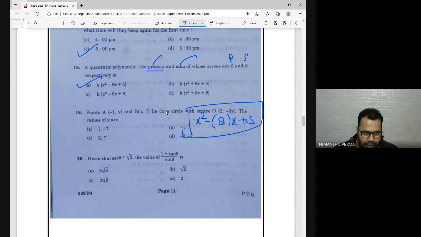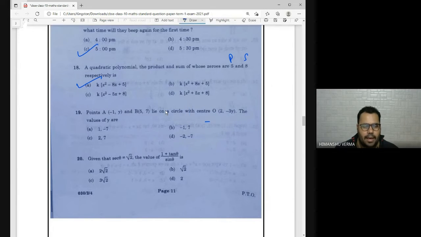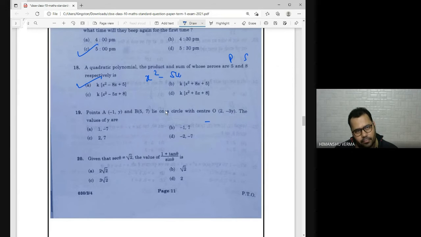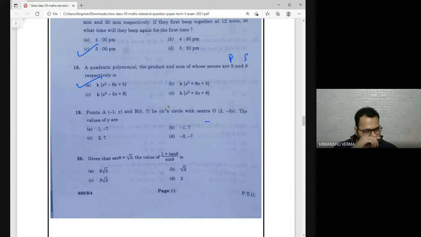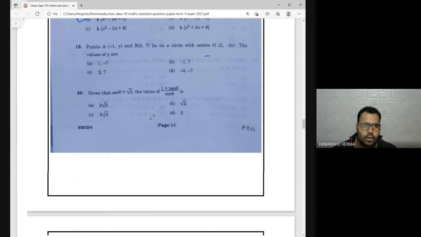You were confused because they gave the product first and then the sum. Whenever we write the quadratic equation, we have to do it like this: x square minus sum times x plus product. They have written product first and then sum. But what you have done is put the product first and then the sum. Answer is A. x square minus sum times x plus product. Okay, sir. Okay, 19th one.